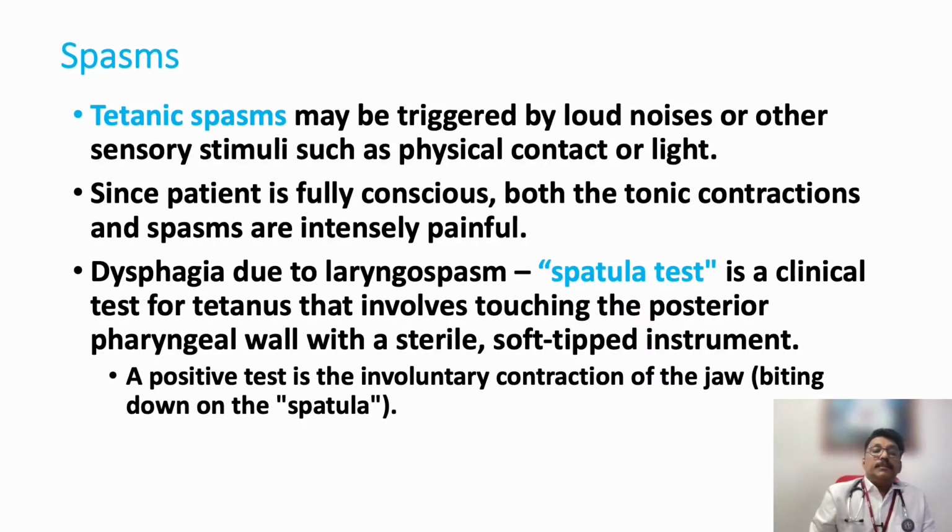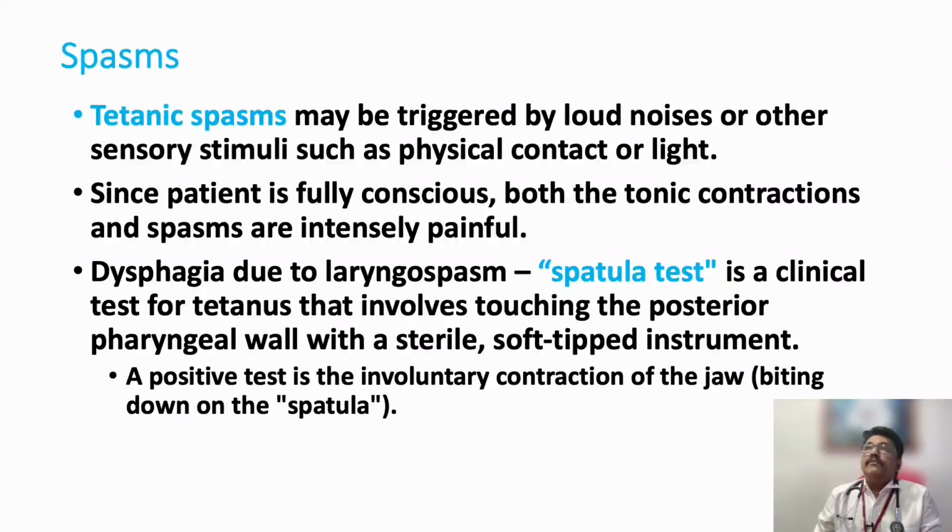Now the spasms, especially in the laryngeal, pharyngeal or facial muscles, are triggered by a small sensory stimulus or physical contact, or even light can trigger the tetanic spasms. So we keep the patient in dark rooms. Since the patient is fully conscious, both tonic contractions and spasms are intensely painful. So during the progress of the disease, the patient will be continuously conscious.